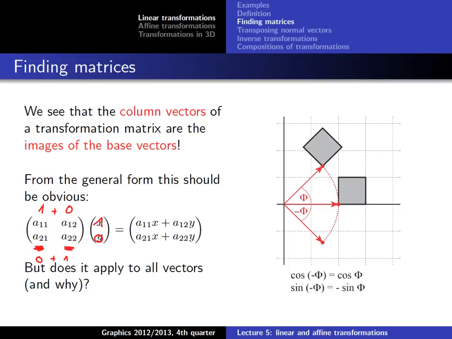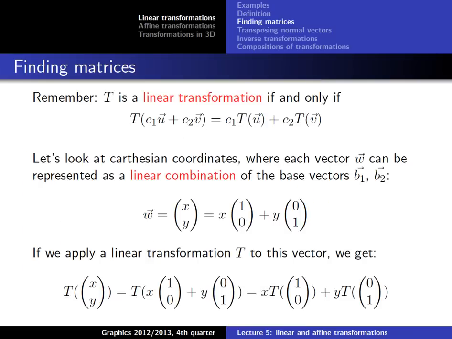The question is, or what is maybe not that obvious, is why does that also transform all other vectors in exactly the way that we want? But here it comes into play that we have a linear transformation with this characteristic, which also makes it convenient to write it in one line, because we also learned that we can represent each vector in a Cartesian coordinate system by a linear combination of the base vectors. So if we have a vector xy, we can represent it as x times the first base vector plus y times the second base vector, and that is of course then xy.